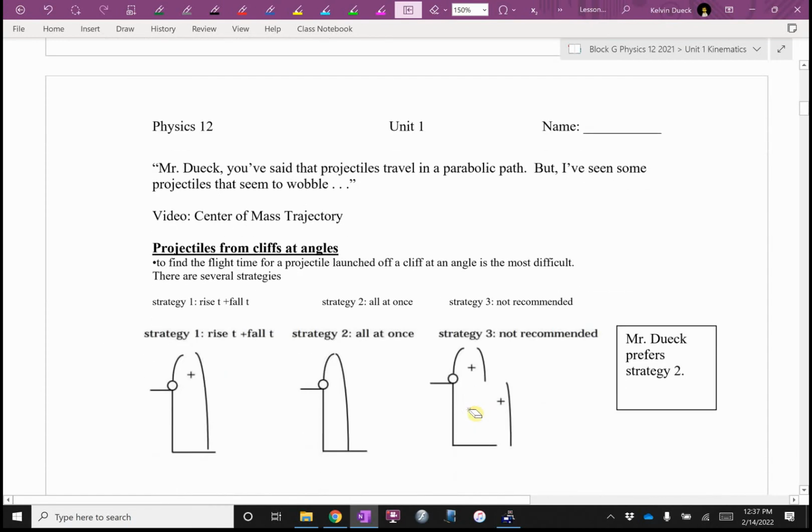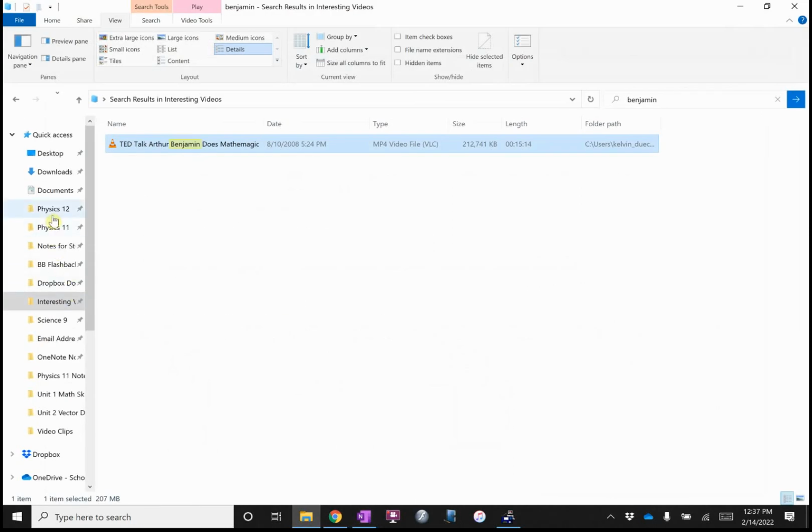Mr. Duck, yeah, George. You said that projectiles travel in a parabola. Yeah. I've seen some projectiles that seem to wobble. Maybe a basketball that's been warped. When I spin it, it seems to wobble. Are you lying, Mr. Duick? No. Put your pencils down, look up.